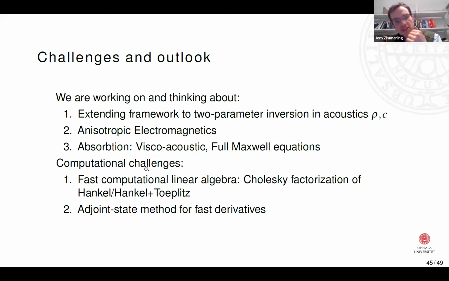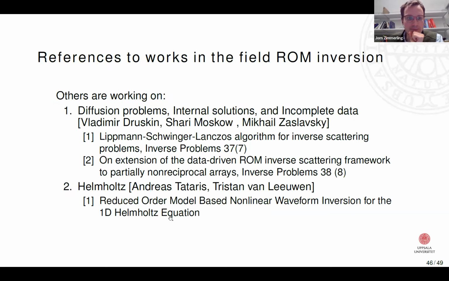From a computational side, we would like to look more at fast computational linear algebra to do a fast Cholesky factorization of Hankel matrices in general, or Hankel plus Toeplitz matrices. And right now we are computing the Jacobian explicitly using finite differences, but we're currently working on adjoint state methods in order to get faster Jacobians like you would do in normal FWI.